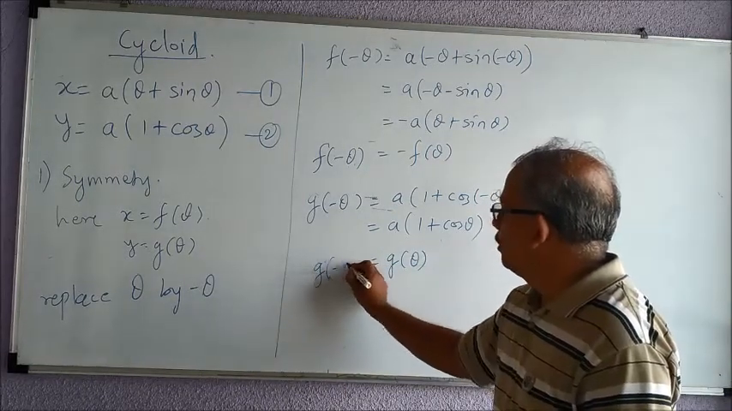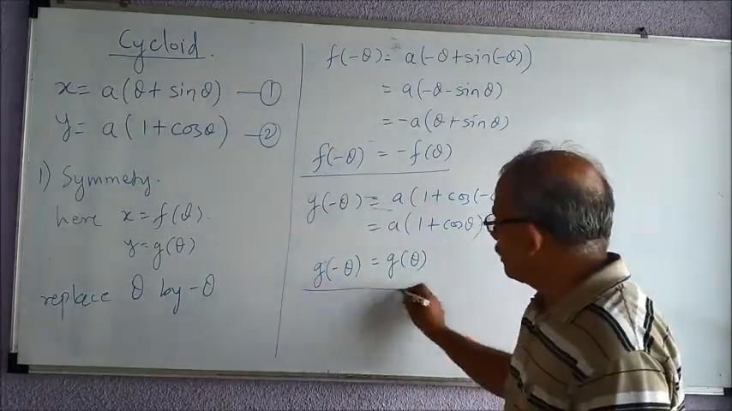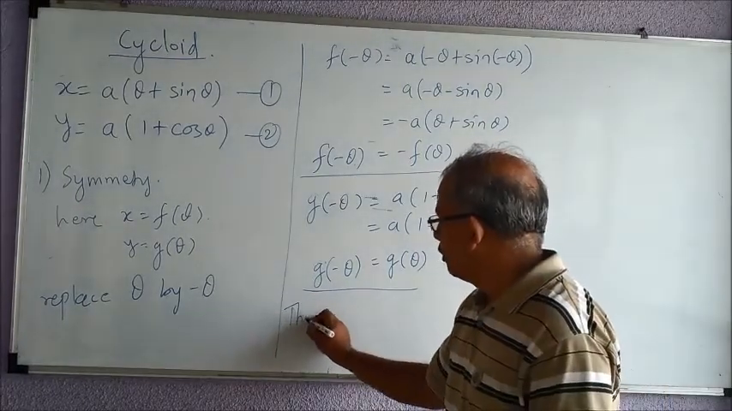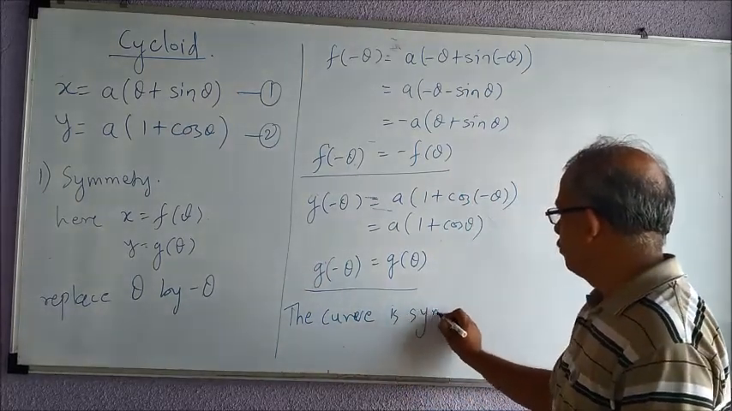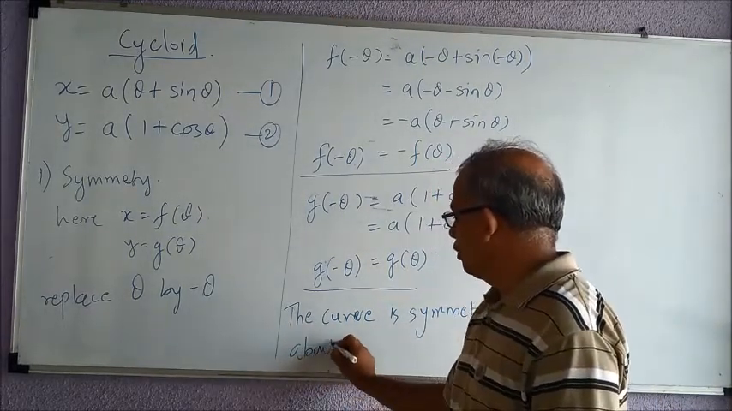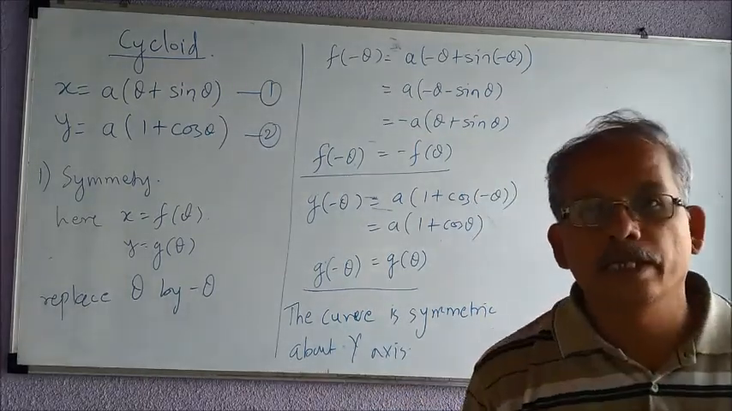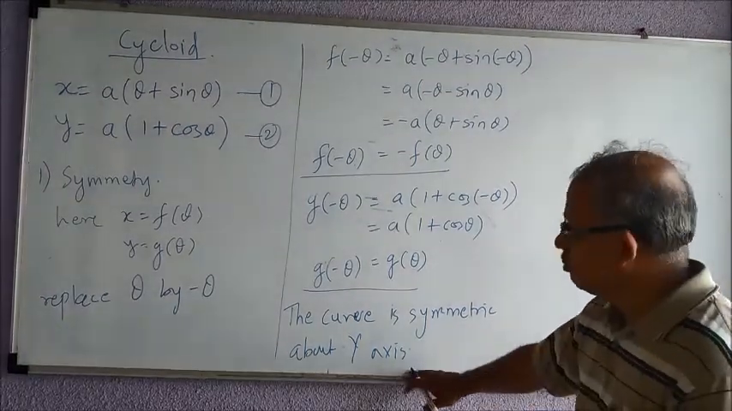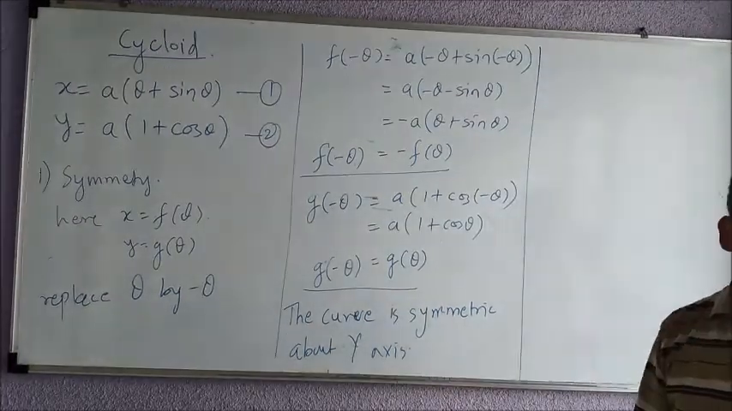So see that f is an odd function and g is an even function. What it means is that the curve is symmetric about the y-axis. We have just seen the rules: f is odd and g is even. In that case, your curve is symmetric about the y-axis. Okay, so this point we have done.